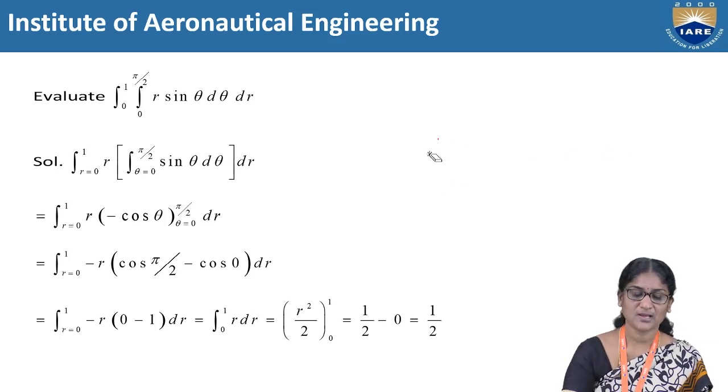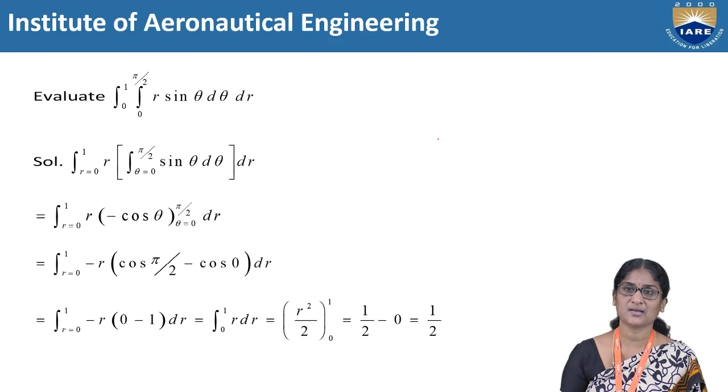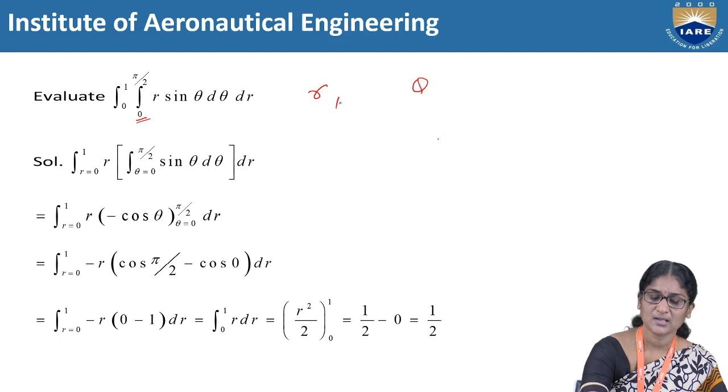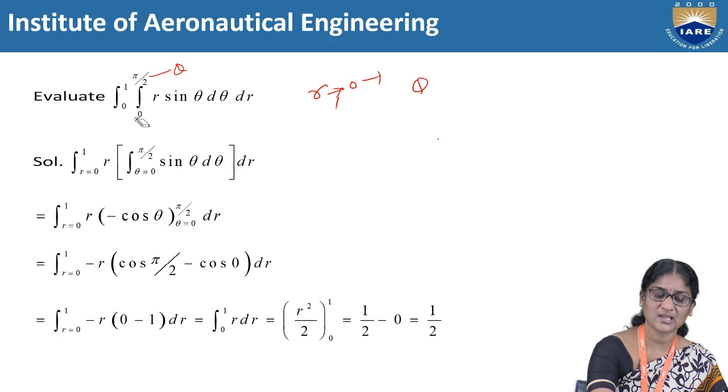So I have taken one example, integral of 0 to 1, integral of 0 to pi by 2, r into sine theta d theta dr. Now, two variables are there, r and theta. r is nothing but 0 to 1. R here is given as 0 to 1 because these are magnitudes. Wherever an angle is there, those limits are meant for the variable theta. So there is no confusion in polar form.